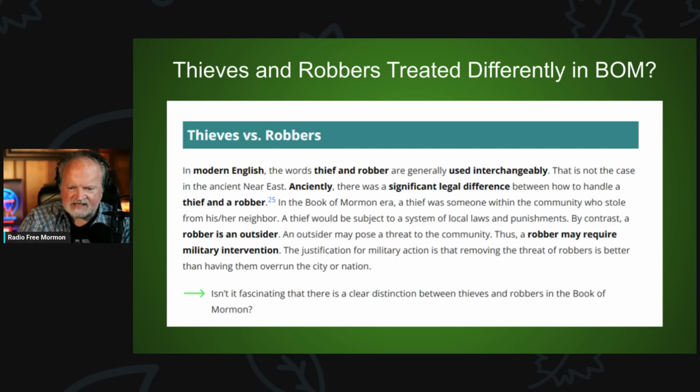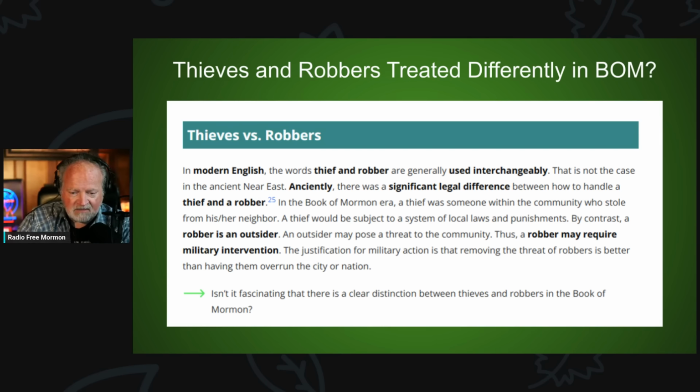And what he says is this: in modern English, the words thief and robber are generally used interchangeably. That is not the case in the ancient Near East. Anciently, there was a significant legal difference between how to handle a thief and a robber. Now, you can read the rest of that. We responded to it in one way on the earlier podcast with Colby. At least I responded to it in one way. And then Austin Fife asks the question at the bottom of this, isn't it fascinating that there is a clear distinction between thieves and robbers in the Book of Mormon?